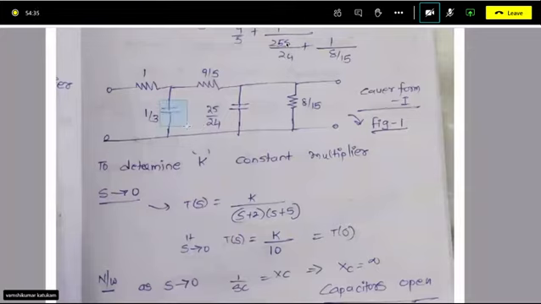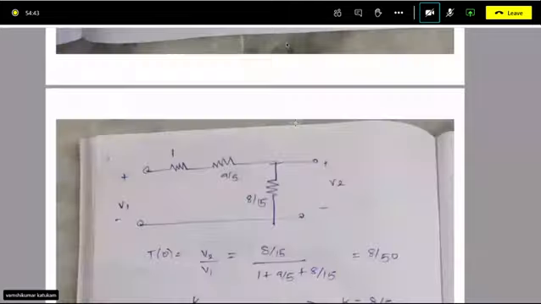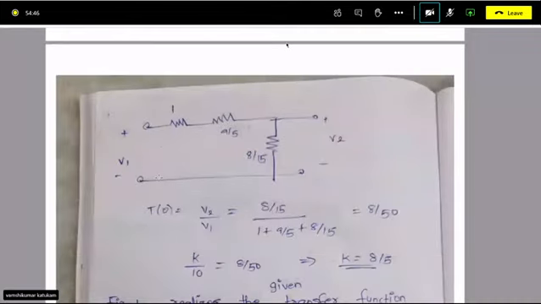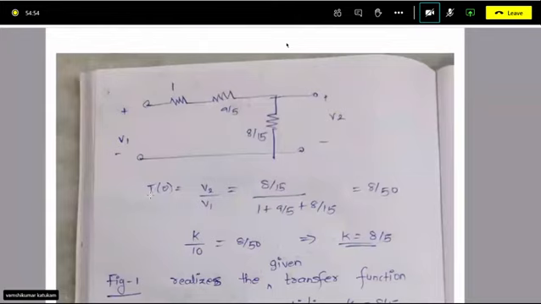Then you will have 1, 9 by 5 and 8 by 15, 3 resistors. Okay. So 1, 9 by 5, 8 by 15, 3 resistors. And this is at T of 0, okay, because at s equal to 0, capacitors are open. Then in this case, what is the transfer function you can obtain, right?